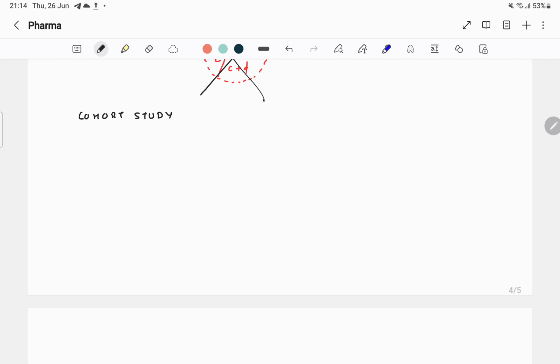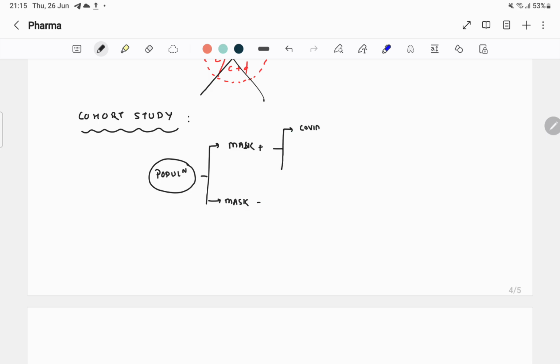Cohort study. If I talk about the cohort study, we are talking about a population again. From this population, let's say people who are wearing a mask and people who are not wearing a mask. Let's say I take people who are wearing a mask. Are they COVID positive or are they COVID negative? And people who are not taking mask, how many are COVID positive and how many are COVID negative?